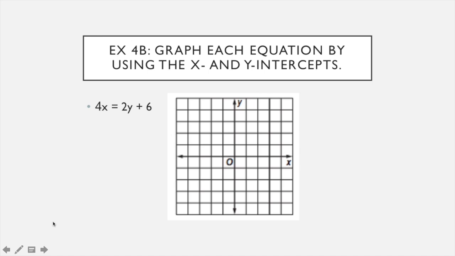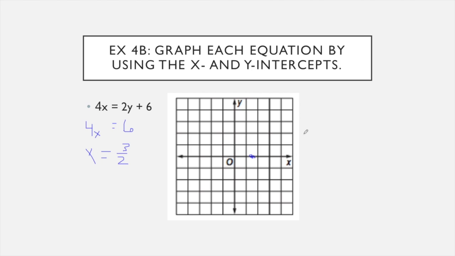Now 4b, we can use the intercepts here, and this one should be a little more interesting to graph. So if I want the x-intercept, I'll put in a 0 for y. So this becomes 0 plus 6, which is just 6, and that's equal to 4x. If I divide both sides by 4, x will equal 3 halves. So what do I know here? 3 halves is the x-intercept. So I'll go over to 1, and then a little bit more.